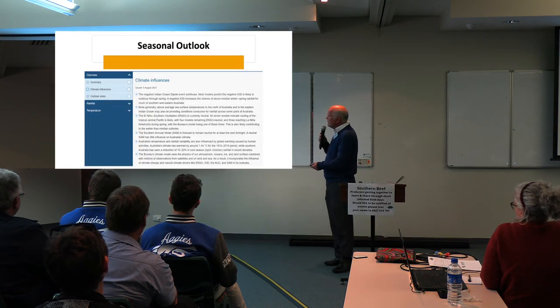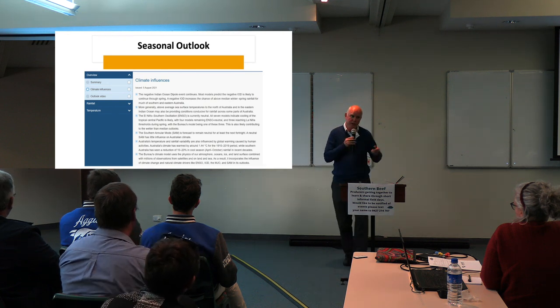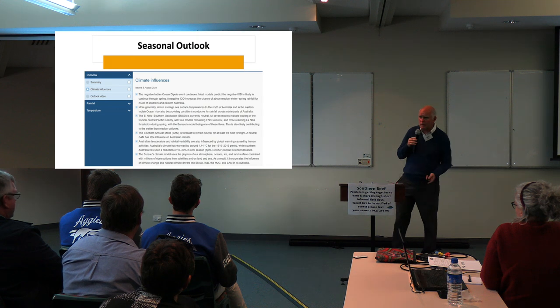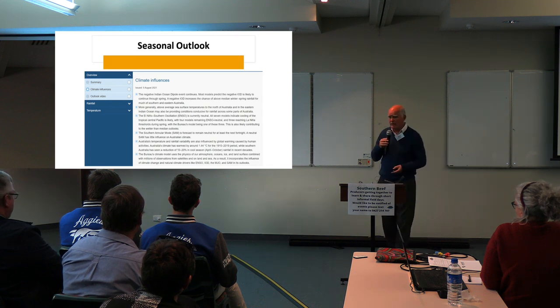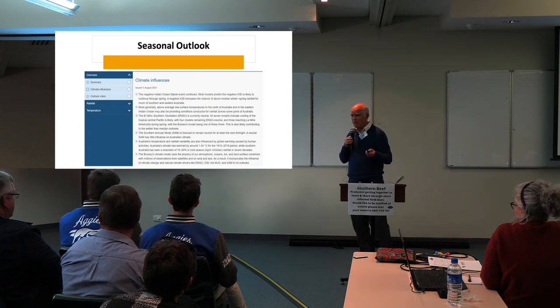The outlook will also give you the climate drivers, talks about the Indian Ocean Dipole and ENSO and what they're doing. So now we know negative is good, okay? Negative ENSO is good, negative dipoles are good, positives are bad, all right, in terms of rainfall production. And we don't want any rain at the moment, do we? No. Except we're going to get some on Monday, sorry about that.